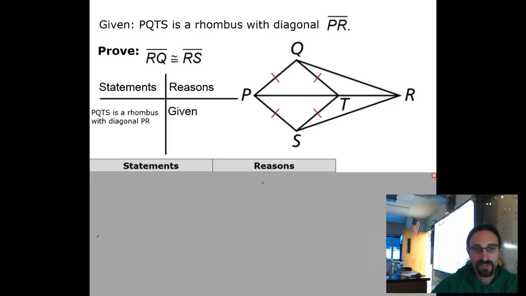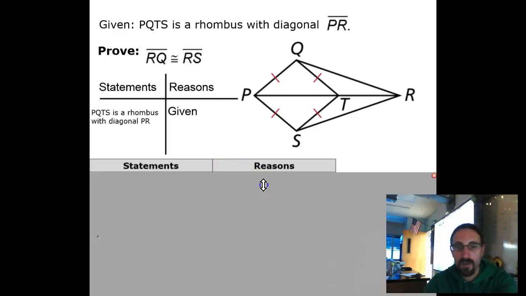Now the proof. We still have just a couple more proofs, and really this is the last slide in this lecture. I'll try to keep it under 8 minutes. It says, given PQTS is a rhombus, which means all 4 sides are congruent, and it's a parallelogram, and all those other properties are there. Prove that RQ up here is congruent to RS.